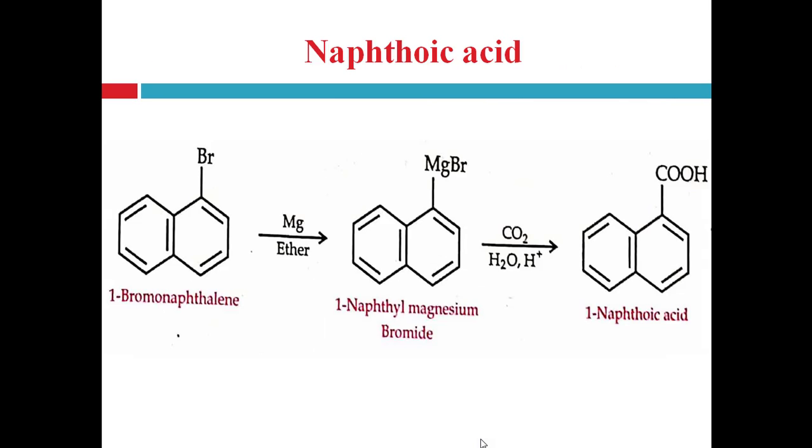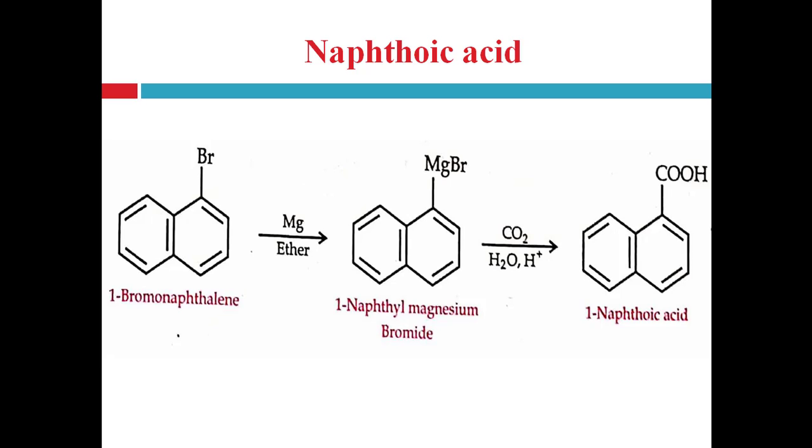Next derivative is naphthoic acid. Naphthoic acid can be prepared by using different synthetic reactions. For example, first from Grignard reagent. Naphthoic acid can be prepared from the Grignard reagent.